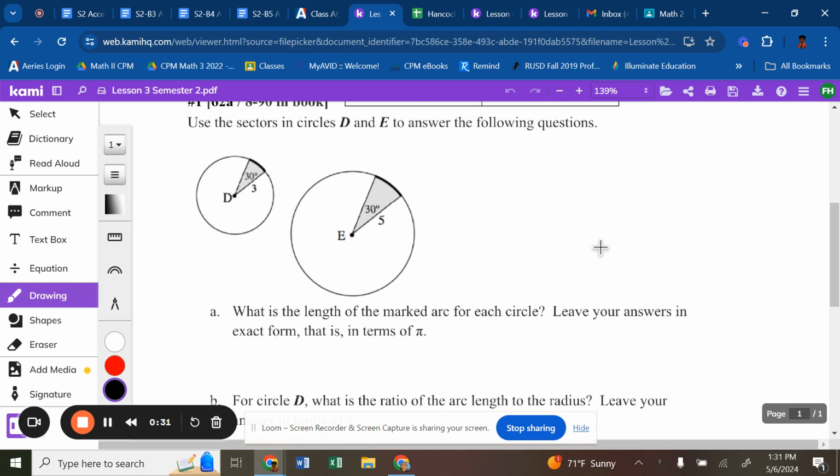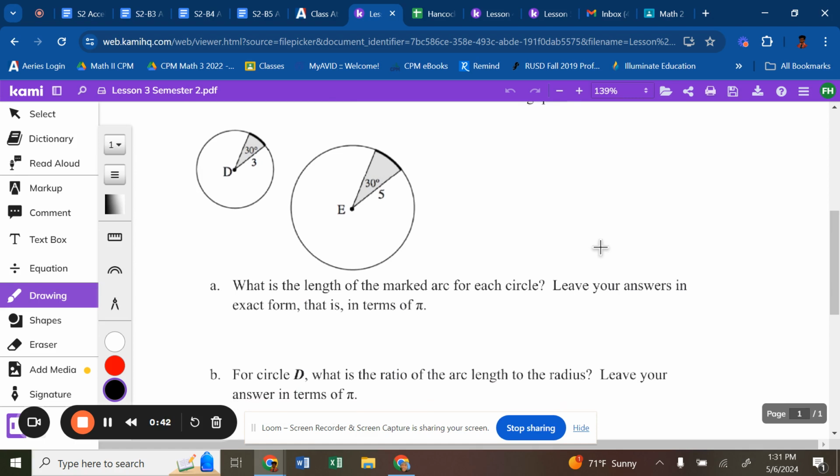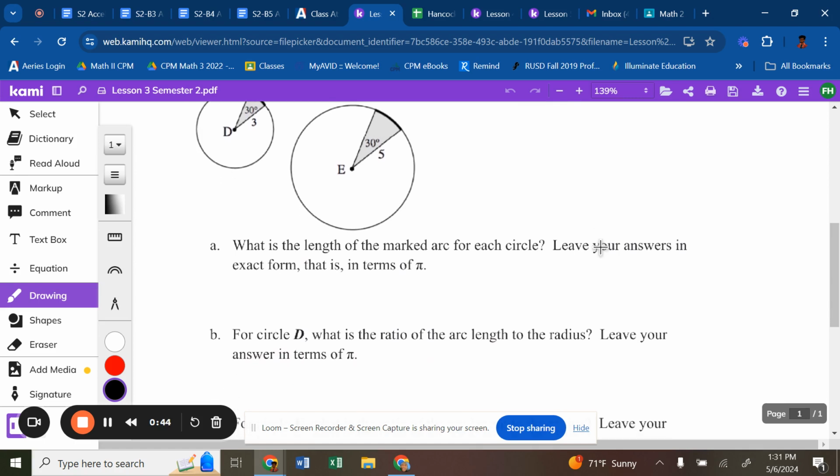So in this first problem, we have two circles, circle D and circle E, both with an arc sector of 30 degrees, but with different radii. One has a radius of 3, and one has a radius of 5. Our first question is, what is the length of the marked arc for each circle? Leave our answers in exact form, so in terms of pi.